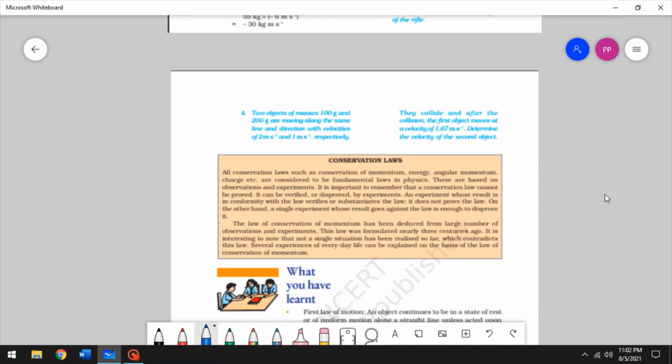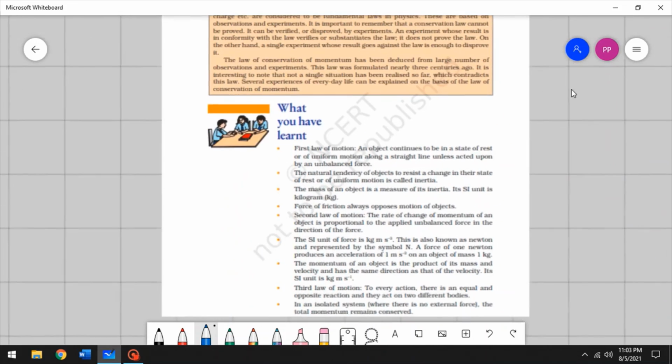And this is a very old law, and by old I don't mean it in a negative way. It's awesome how laws that were proved 3 centuries ago are still being followed these days, and they're still being accepted these days, right? So that is about the law of conservation of momentum.